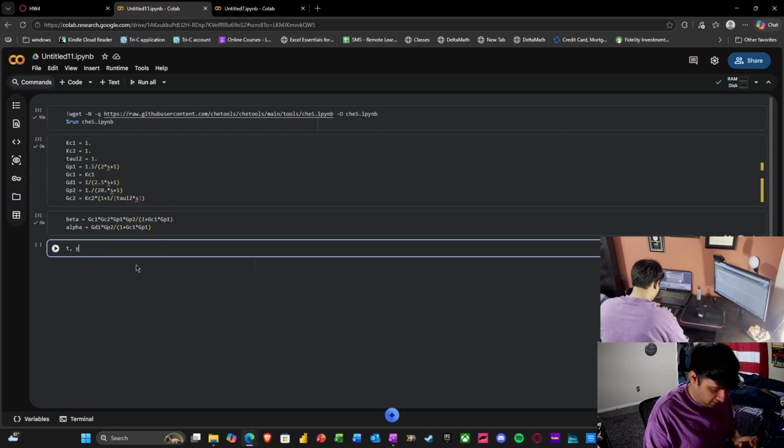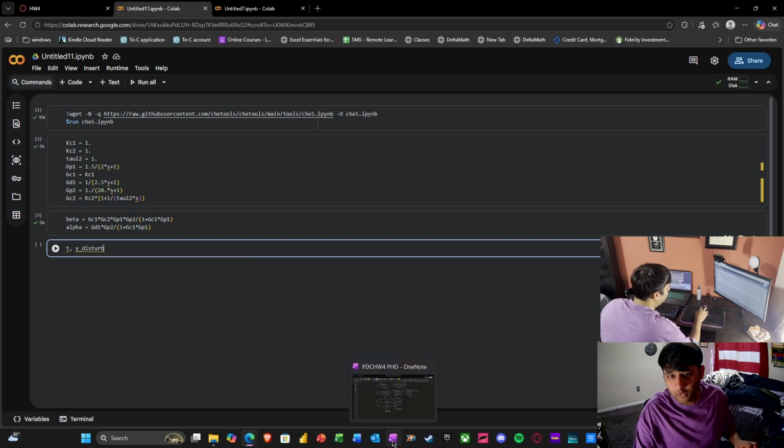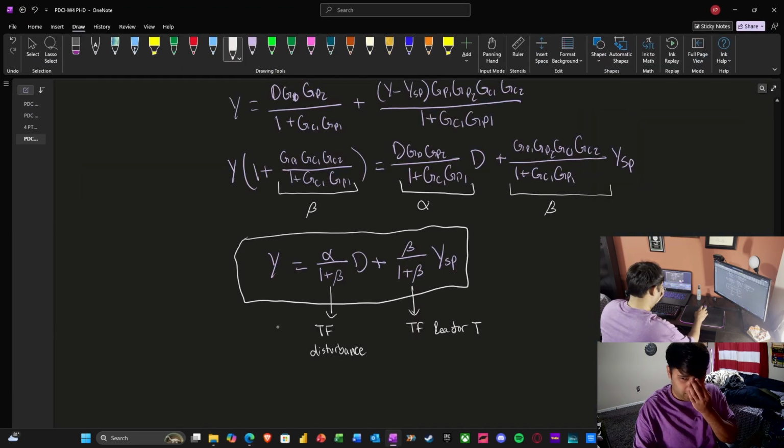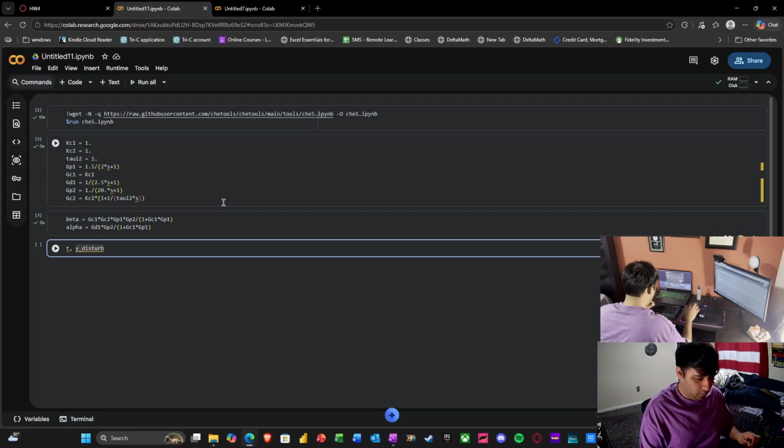And then we have our t and y disturb. Oh, also, for our inner loop, we're going to be looking at our disturbance, but our transfer functions are right here. So this one is for the disturbance, and this is for the reactor, and this can be relevant to what we do in one second with this.